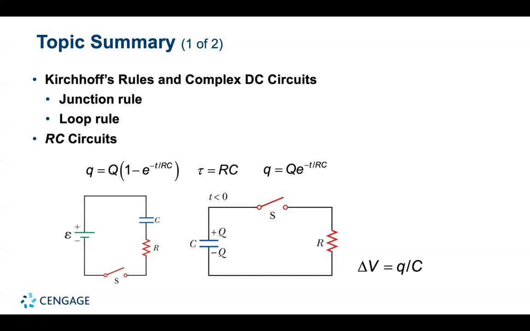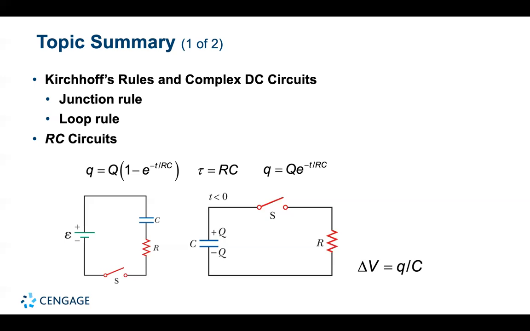And then for RC circuits, resistor-capacitor circuits: in a simple RC circuit with a battery, a resistor, and a capacitor in series, the charge on the capacitor increases according to the equation shown. The term RC is called the time constant, tau. So tau equals RC. The time constant represents the time required for the charge to increase from 0 to 63.2% of its maximum equilibrium value.